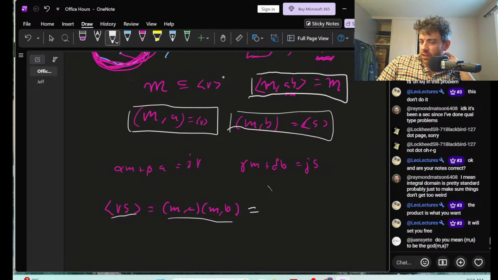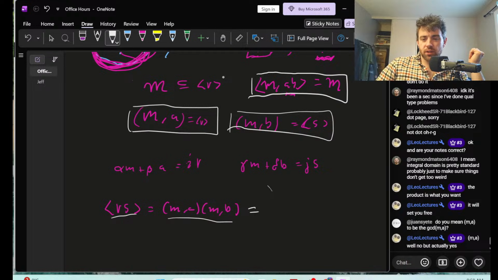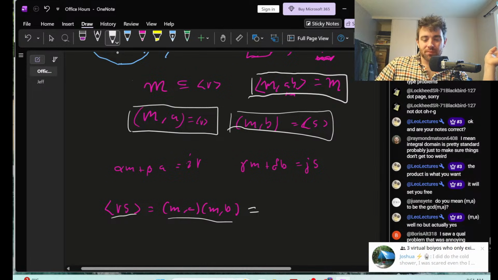GCD MA to be the GCD? No, I mean the ideal generated by M, the ideal, and the element A. But yeah, I guess technically, that is the GCD of ideals actually. So yes, by definition.